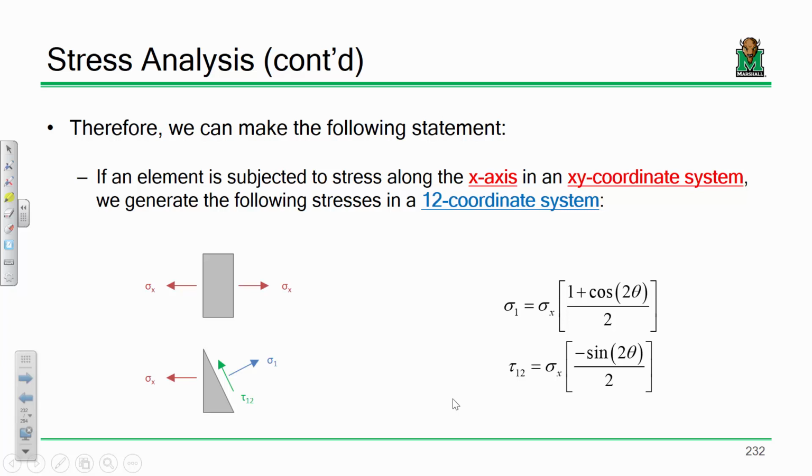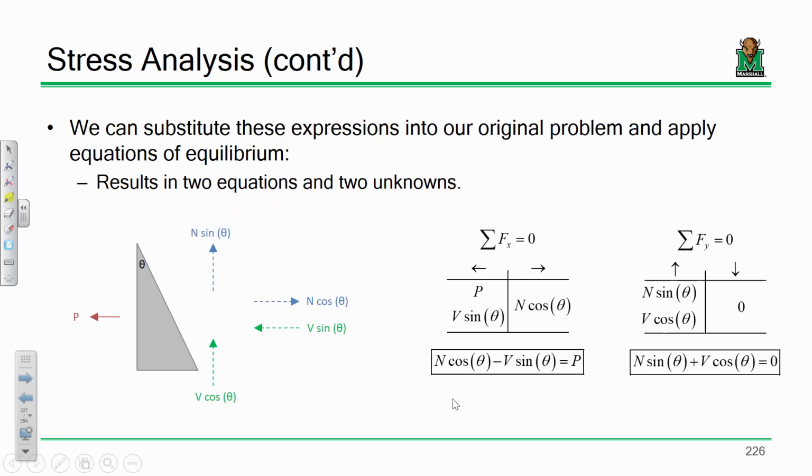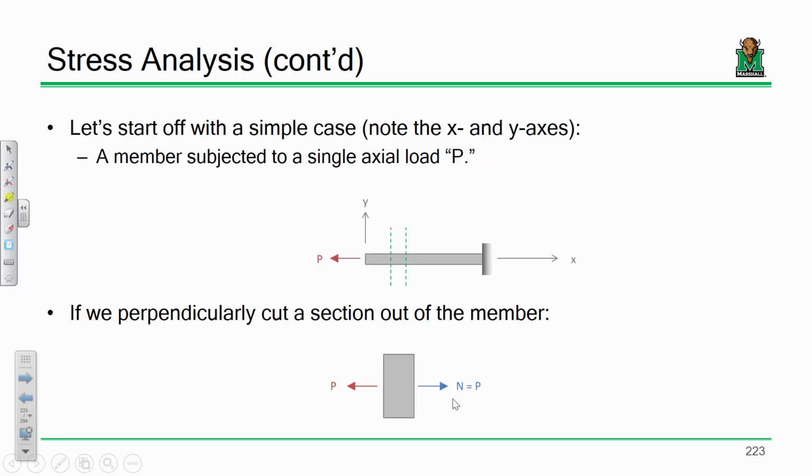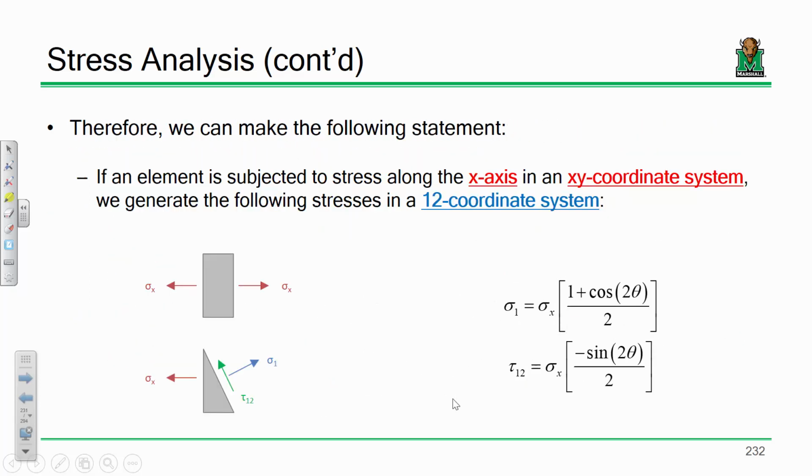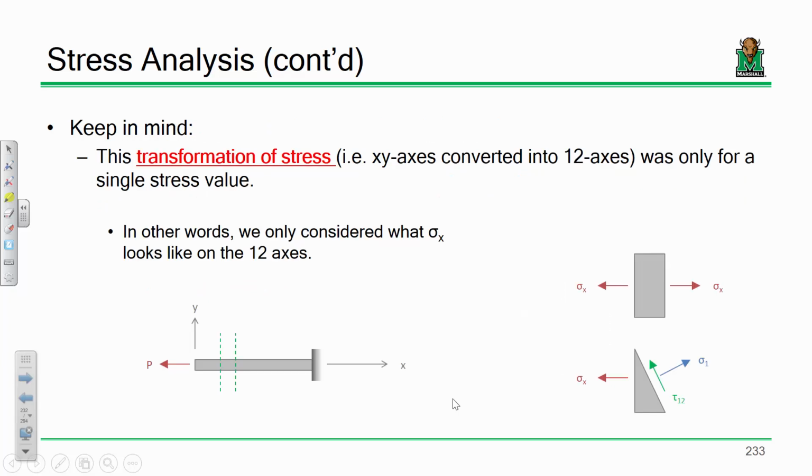So far, so good? Everything that I've been doing for the past 20, 30 slides, I'm going to go back a few slides, everything that I've been doing for the past couple slides has all started with a stress along the x direction. Now, if I'm starting with a stress along the x direction, I generate these stresses along 1 and 2. So that's with a stress in the x direction. Keep in mind that was only for stresses in the x direction.